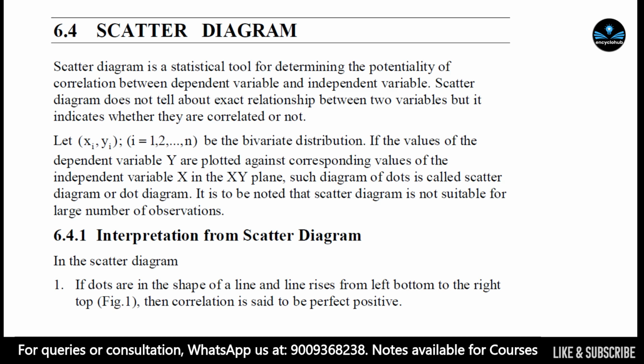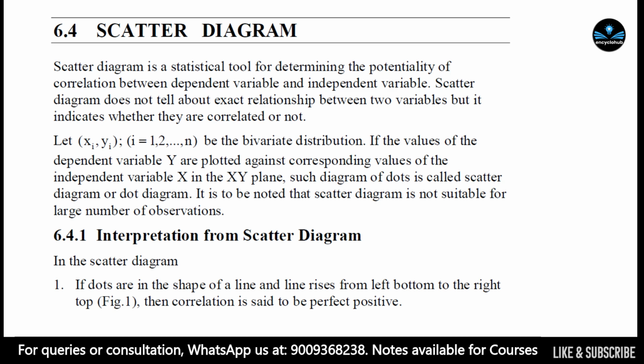Interpretation from scatter diagram. In the scatter diagram, 1. If dots are in the shape of a line and the line rises from left bottom to the right top, figure 1, then correlation is said to be perfect positive. 2. If dots in the scatter diagram are in the shape of a line and the line moves from left top to right bottom, figure 2, then correlation is perfect negative.